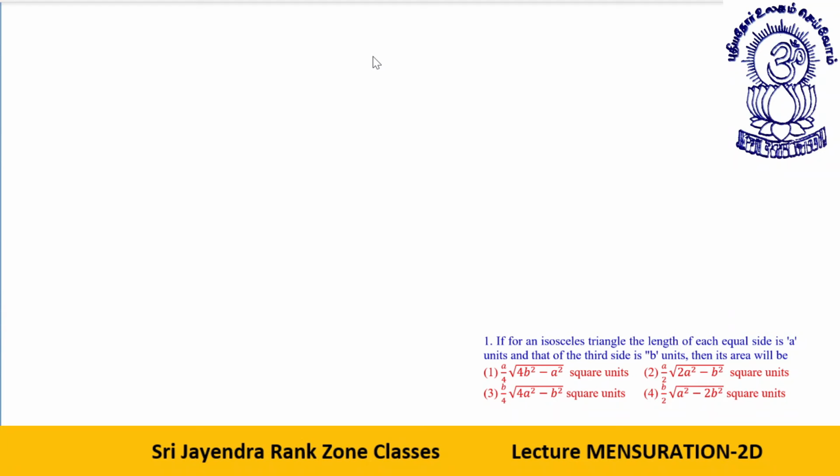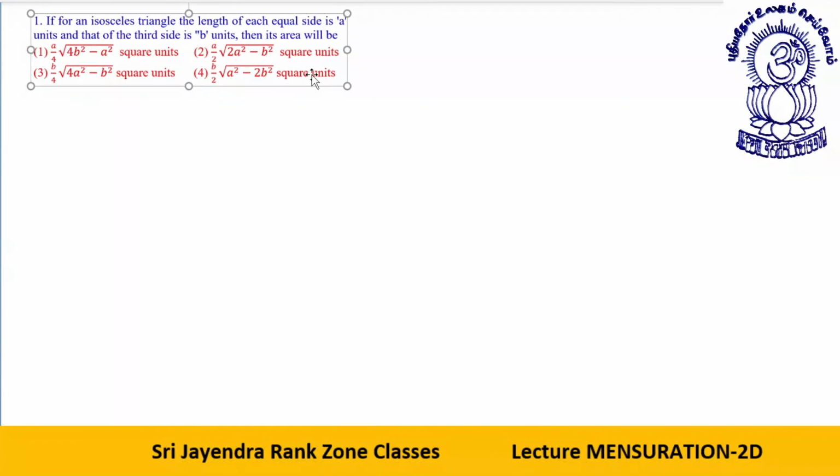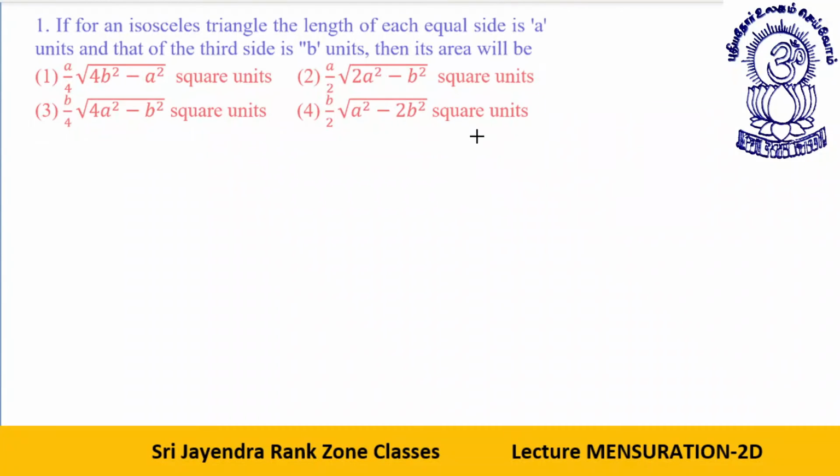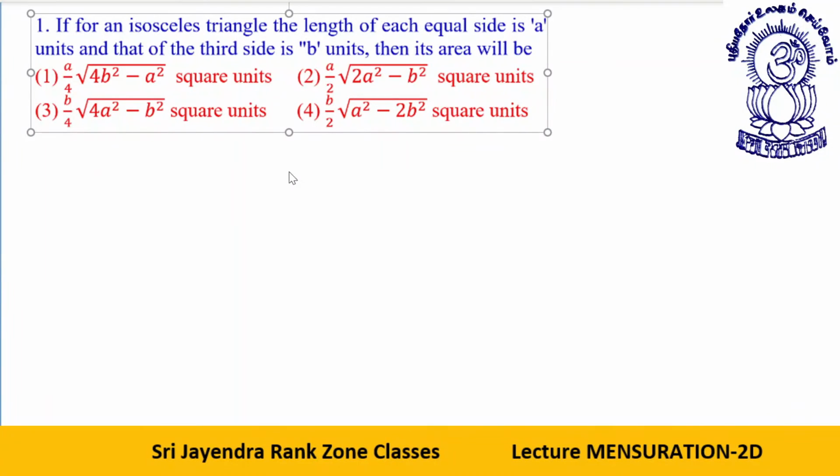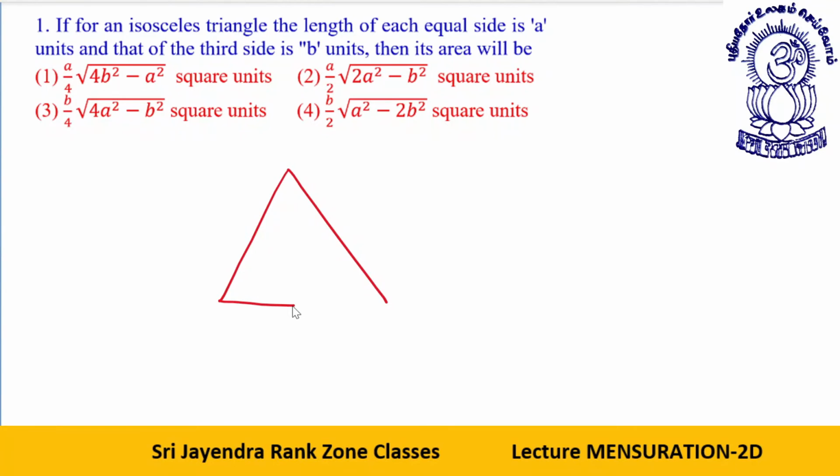Now we have questions based on the area of isosceles triangle. Friends, do we need to solve this question? Why? Because we have already done the formula for this. We know for an isosceles triangle, length of each equal side is A, this is A, this is A, and the length of the third side is B. Then the area is B by 4 under root 4A square minus B square. This is the answer.